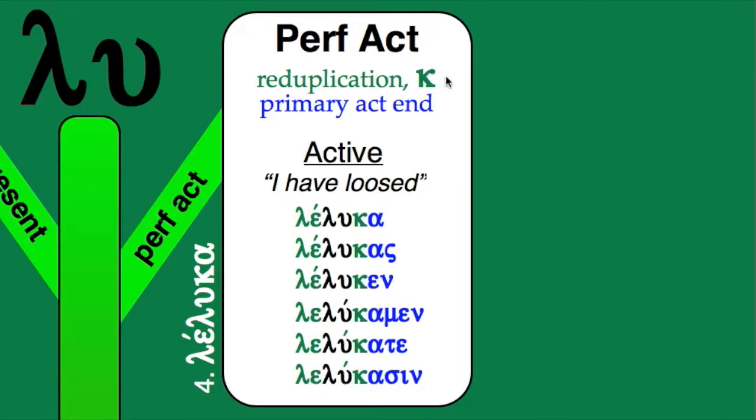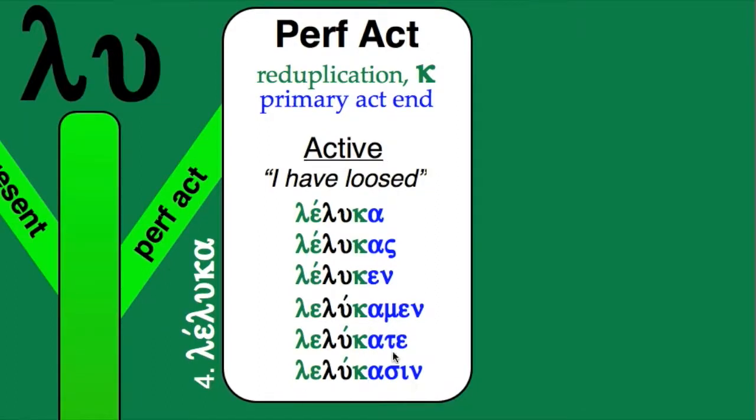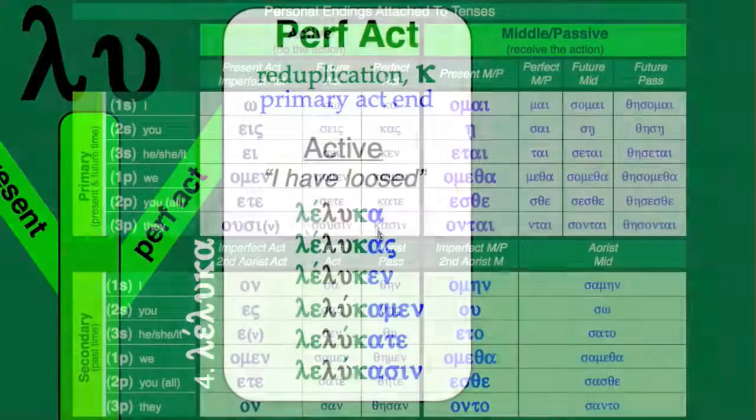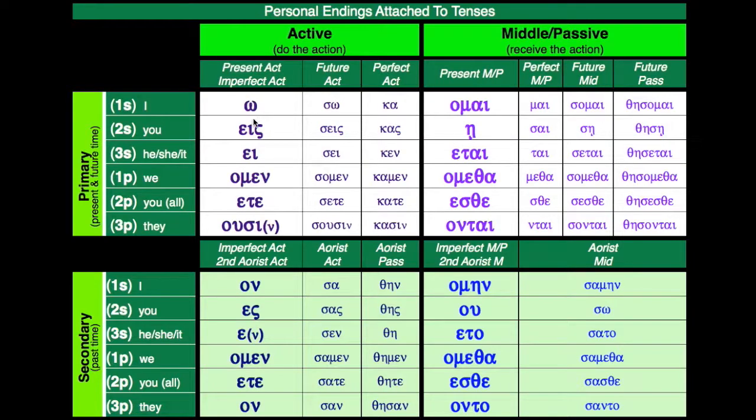The other thing that helps you with perfects is the kappa. You can see there will always be this kappa in the active: ka, kas, ken, kamen, kate, kasin. So reduplication, kappas, and primary active endings. Now these endings may look a little strange to you. Let's look at our chart again that shows the modified forms of the endings and see if we can at least see the shape there. To be honest, it does look quite a bit different. O, eis, ei, omen, ete, ousi becomes ka, kas, ken, kamen, kate, kasin. You see the shape there, but it does look a bit different.